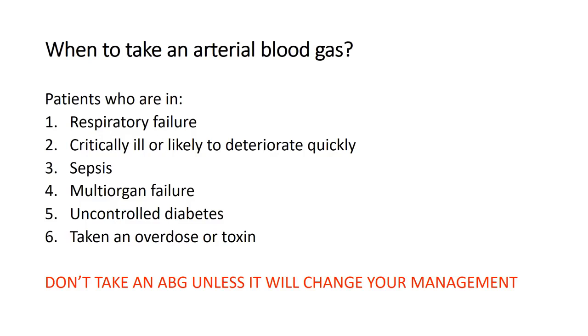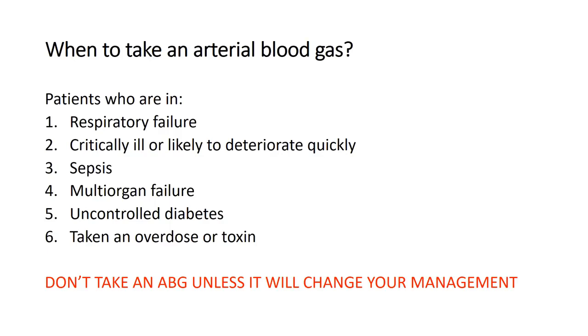Someone who's critically ill or likely to deteriorate, again, you want to know how unwell they are. If they're septic, confused, again, you want to know the level of their pH and what you need to do to correct this. If someone is in multiple organ failure, perhaps on ICU, again, you may be able to offer bases to help regulate the pH, or maybe change the ventilator to a different respiratory rate to help blow off more carbon dioxide, depending what's going on.